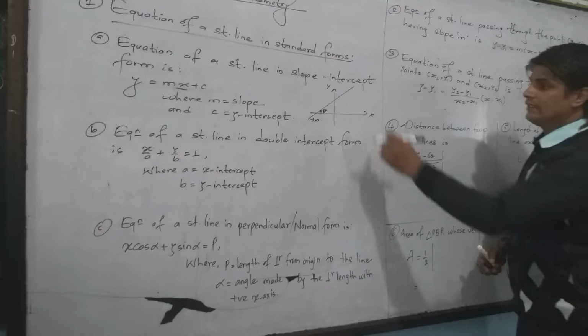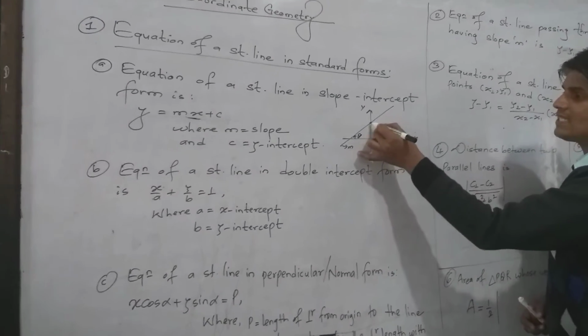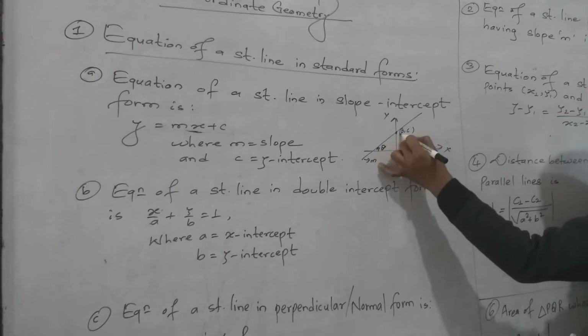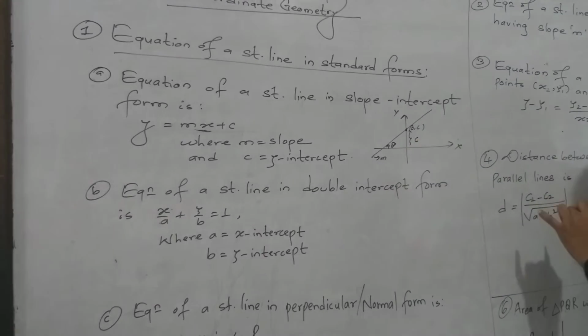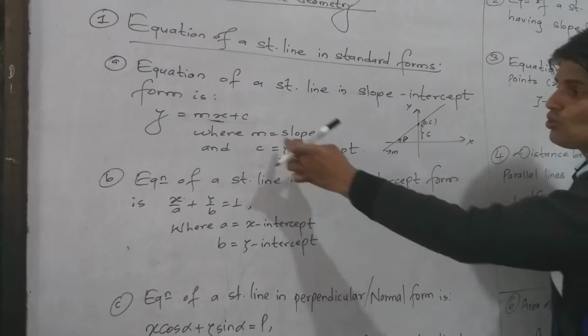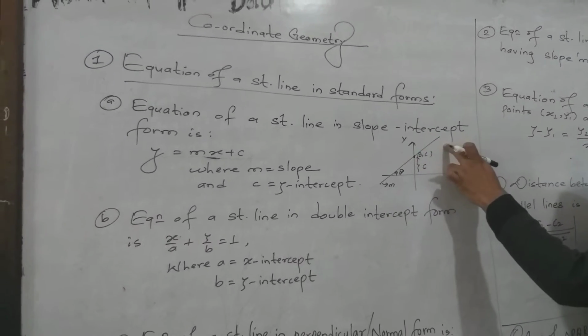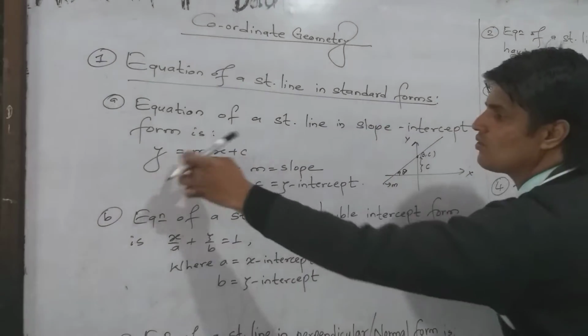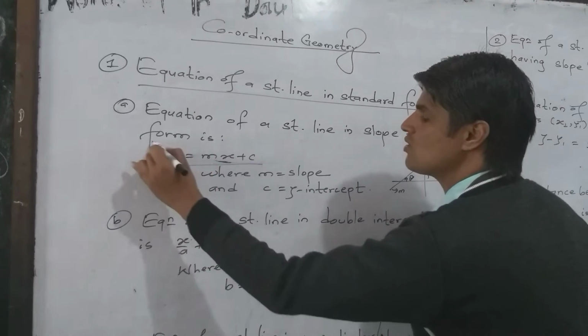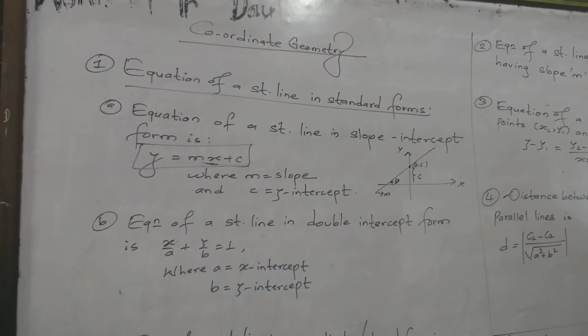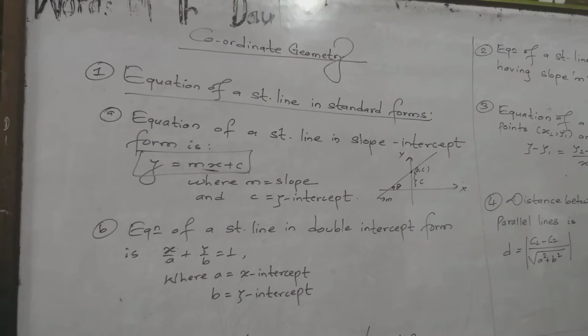Okay, and this line cuts the y-axis at the point (0, c). So the y-intercept is c and the slope is m. So the equation of this straight line in slope intercept form is y equals mx plus c. So y equals mx plus c is one of the equations of a straight line in standard form.